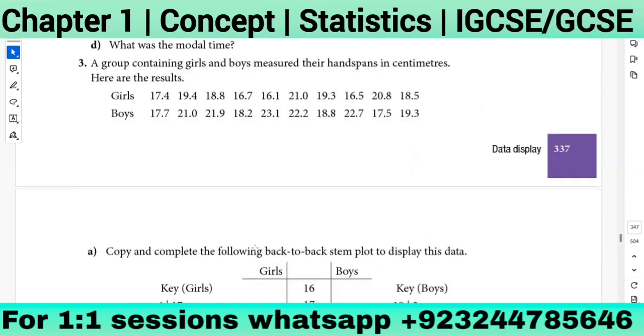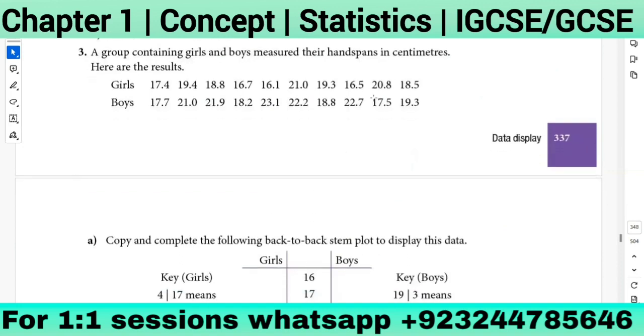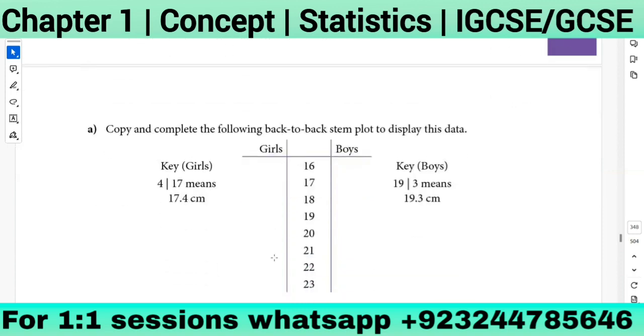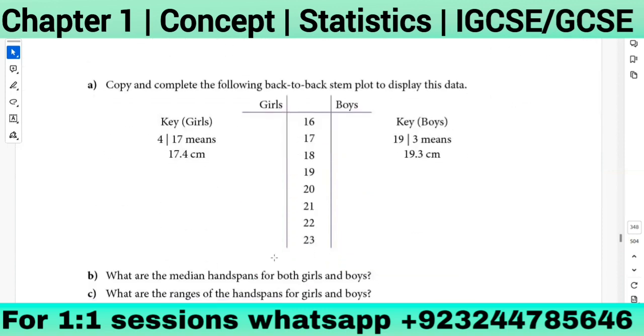A group containing girls and boys measured their handspan in centimeters. Here are the results, girls and boys. Copy and complete the following back-to-back stem plot to display the data.